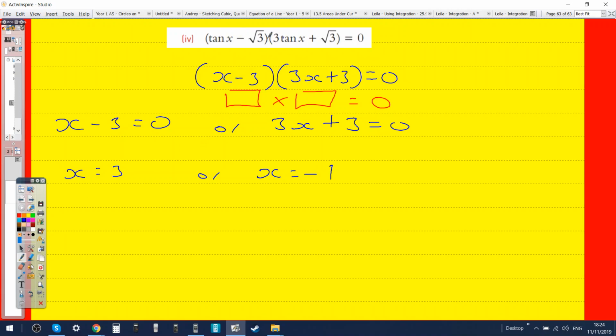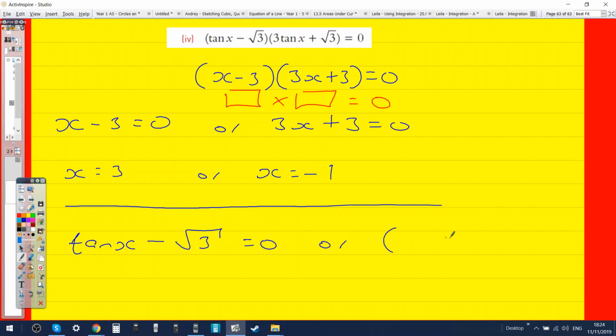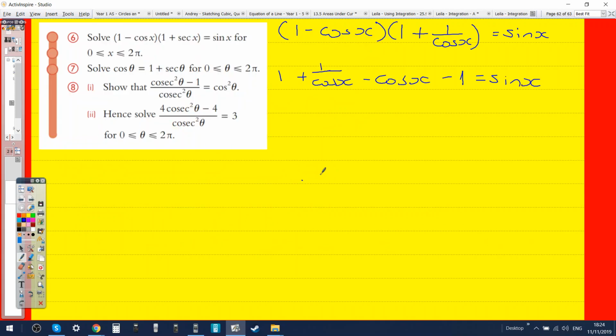So what would be step 1 for the tan one? So you could say tan x minus root 3 equals 0, or the other one is equal to 0 too. Yes. Equals 0. And now we go back to here. What's next?